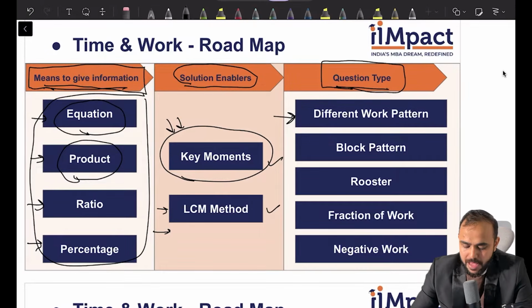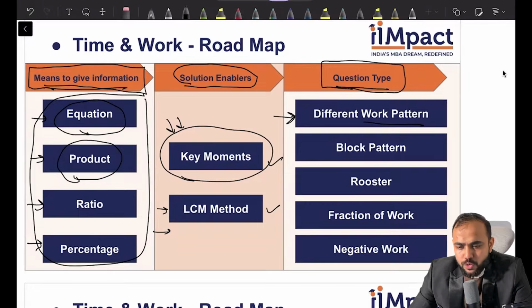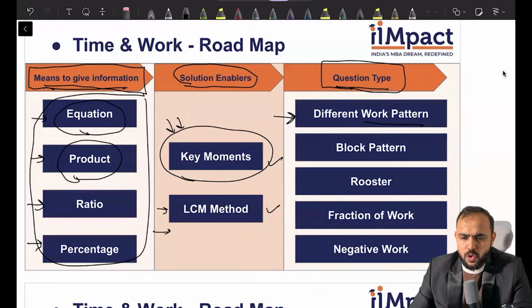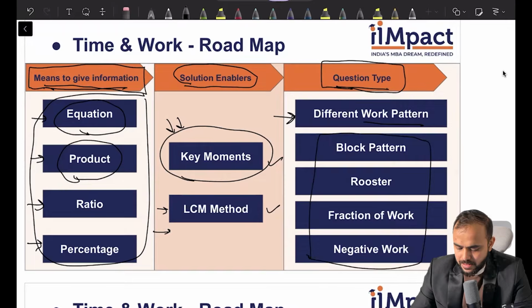And what I mean by work pattern is the configuration used to do a said work. It could be you and me together, it could be you alone for the first 2 days, and then you and me together for the remaining duration, and so on. Most of the other categories are a subcategory of this different work pattern. Block pattern is something where your work is getting repeated after a set duration.